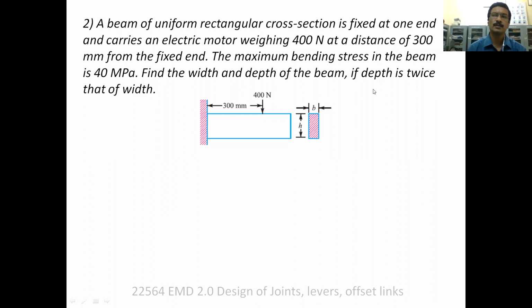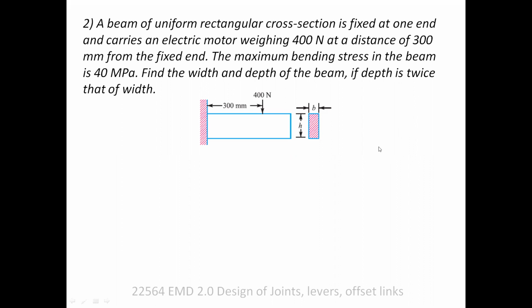Now in this case, you may find that this is the cantilever. In the last lecture, we have seen that it is a simply supported beam. So this is the difference between these two. Now here, let us see what is the data given. Here, the cantilever is subjected to load of 400 Newton at a distance L of 300 mm, allowable bending stress 40 megapascal.